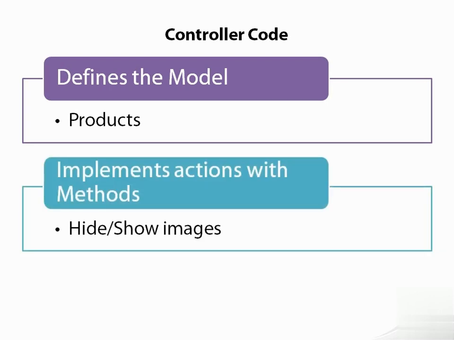Code in the controller also implements the methods for any actions that the view can perform. In our application, the only action currently defined for the view is to hide and show the images, so our controller will provide a method to implement that action. How do you build a controller that can define the model and implement the actions for a view? By first defining a controller function.